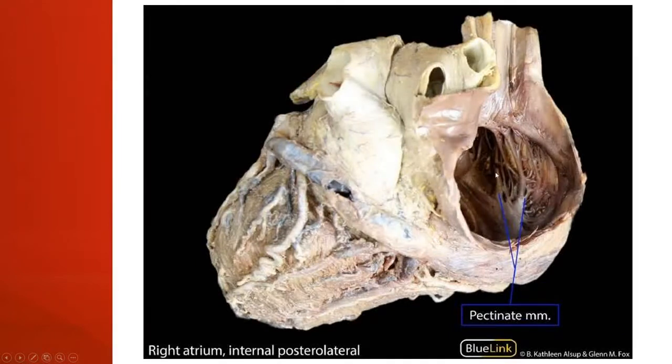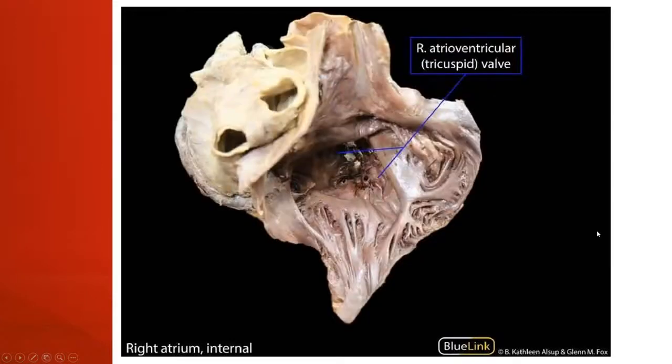Again, from another aspect we can see the rough surface, that is the rough part of the interior of the right atrium. These are the pectinate muscles or the musculi pectinati. And from the superior view we can see the musculi pectinati, the crista terminalis, and obviously this is the valve through which the right atrium communicates with the right ventricle. These are the cusps of the tricuspid valve. Over here we can see.